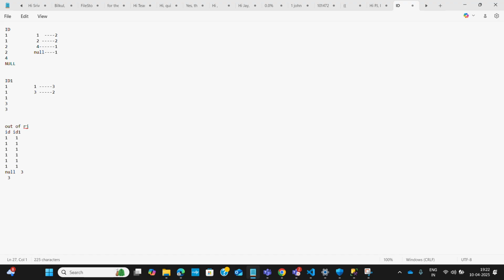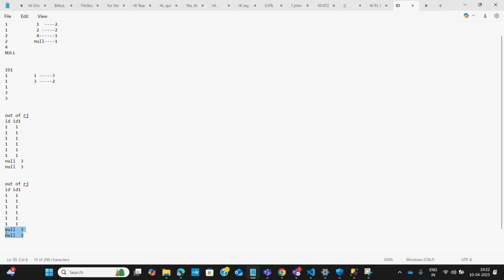Let me just show you the output of left join also, similarly to this. Again, what would be the output of left join? Since in the left join 2 and 4 will come, and 2 and 4 are not present, so corresponding to 2 and 4 the rows of ID 1 would come as null. 2, 2, 4, and then corresponding to that null, null, and then null. You got it?